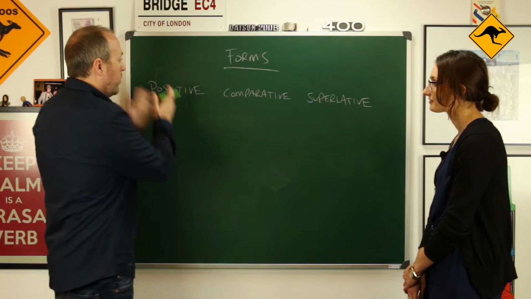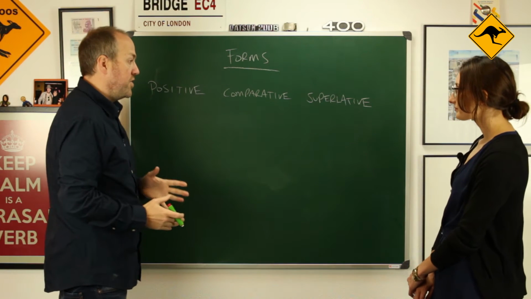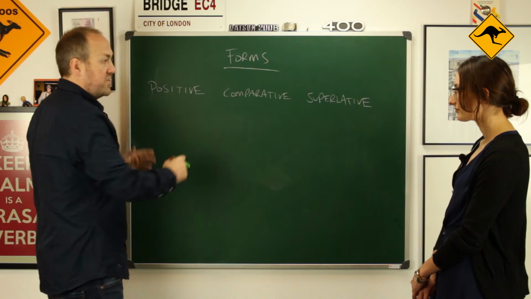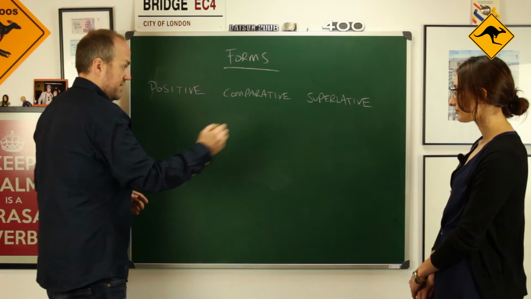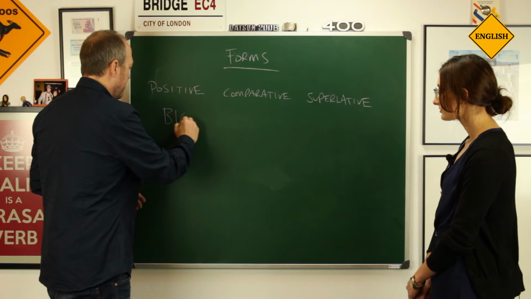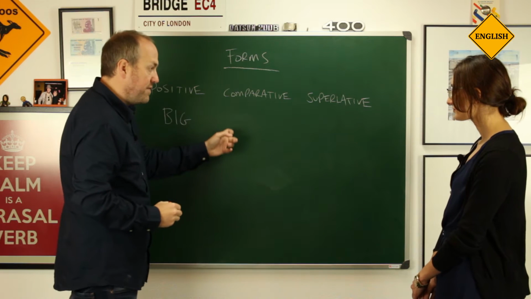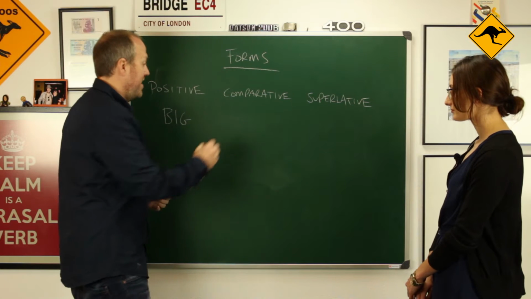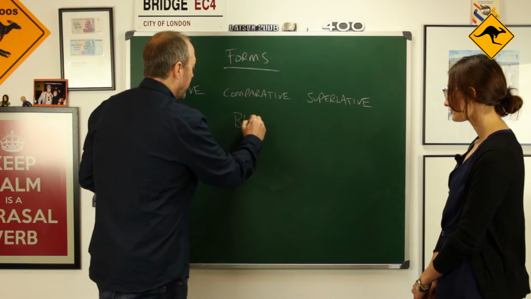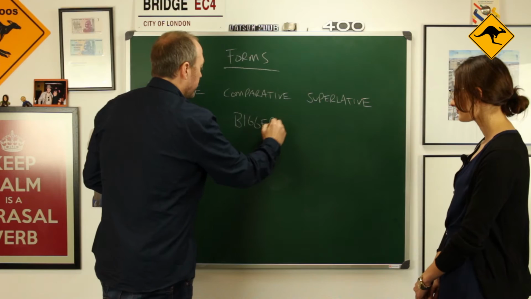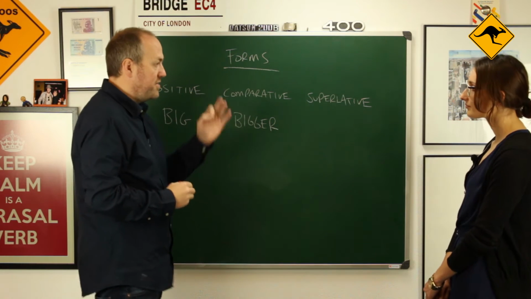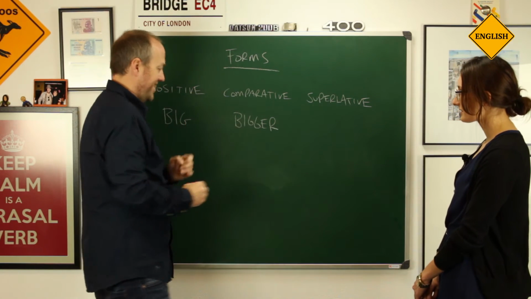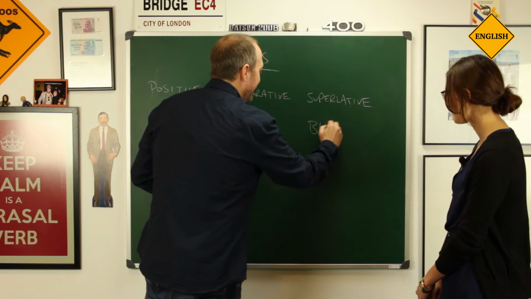Okay, so here we have the three possible forms of the adjective. So the positive is just the normal adjective, like big. Good. And the comparative form, we would add ER, okay? Bigger. And the superlative form would be? EST. Muy bien. Biggest. Yes.